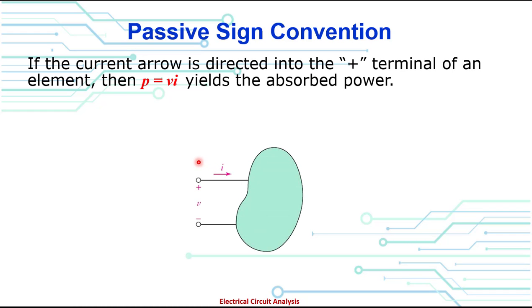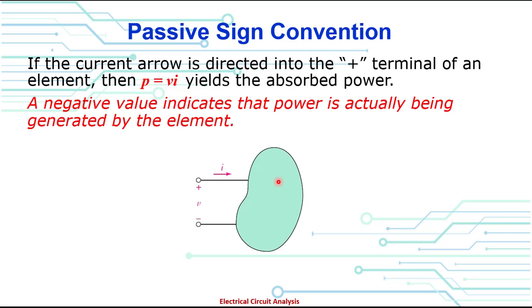If the current arrow is directed into the positive terminal of an electrical element, then power, which is obviously product of voltage and current, yields absorbed power. It means that power is absorbed by the electrical element. But if the result of the product of voltage and current is negative, then it means our assumption that power is absorbed by the element is wrong. In fact, power is being generated by the element.